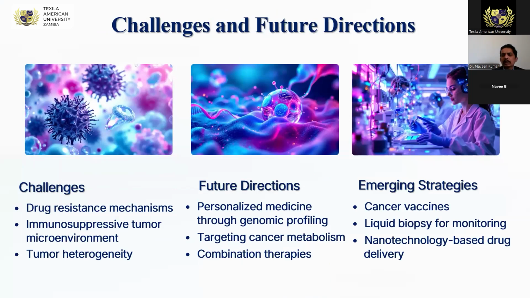If you target the mitochondria in cancer cells, what will happen? Yes, the energy production will be stopped. Then the survival of the cancer cell will be in question or doubtful. So that's why we also need to focus on metabolism targets, and a combination of therapies. And cancer vaccines like DNA vaccines are also being developed.